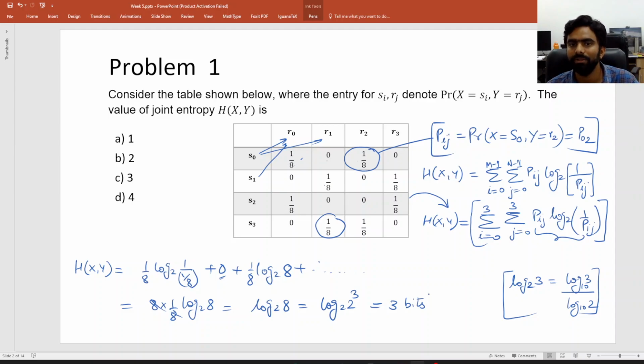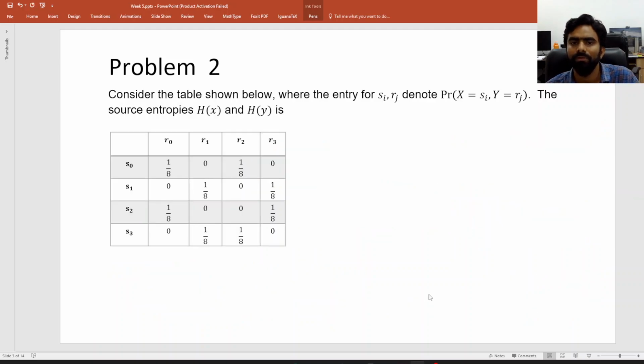So we will proceed with the next problem if there is no doubt in this problem. Problem number 2. Consider the table shown below, the previous table, where the entry Sij denotes the probability X equal to Si and Y equal to Rj. You have to find the source entropies H(X) and H(Y). Previously we found the joint entropy. Now we have to find the source entropies H(X) and H(Y). Clear?